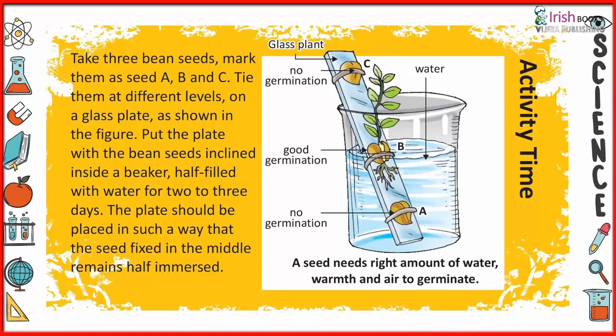Activity time. Take 3 bean seeds. Mark them as seed A, B and C. Tie them at different levels on a glass plate as shown in the figure. Put the plate with the bean seeds inclined inside a beaker half filled with water for 2 to 3 days. The plate should be placed in such a way that the seed fixed in the middle remains half immersed.